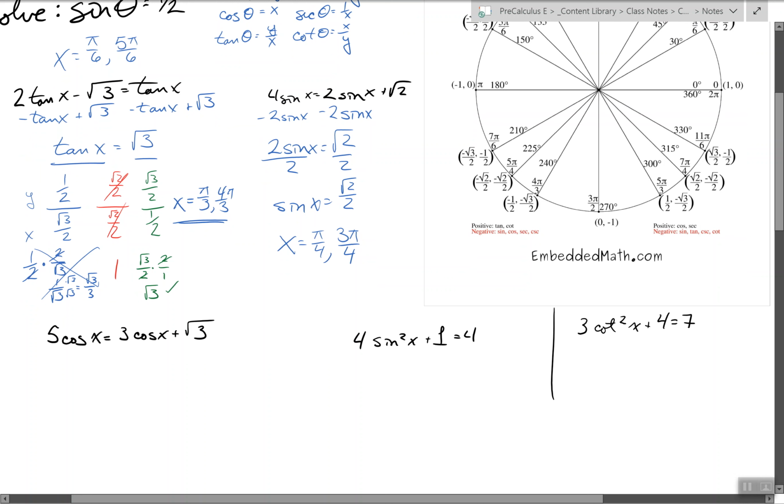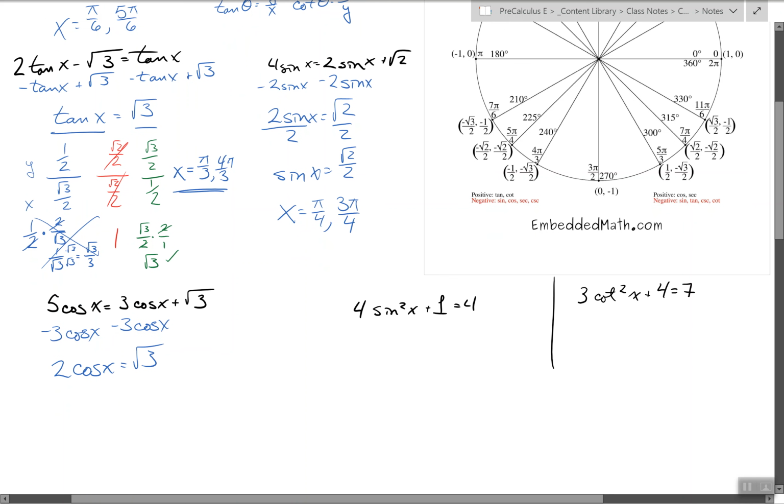So this problem has basically the same steps as the sine problem that we just did. The first would be to subtract the trig function to the left-hand side. 5 minus 3 is 2 cosine. And then to divide by that coefficient, dividing by 2. So we have cosine of x equals the square root of 3 over 2. The exact same steps that we just did with the sine problem.